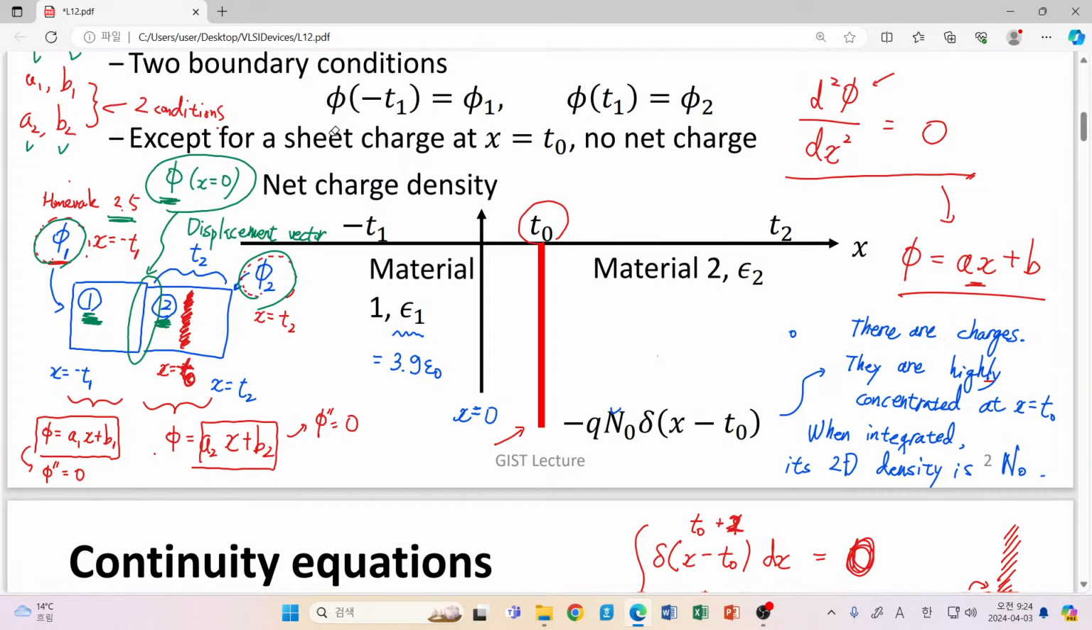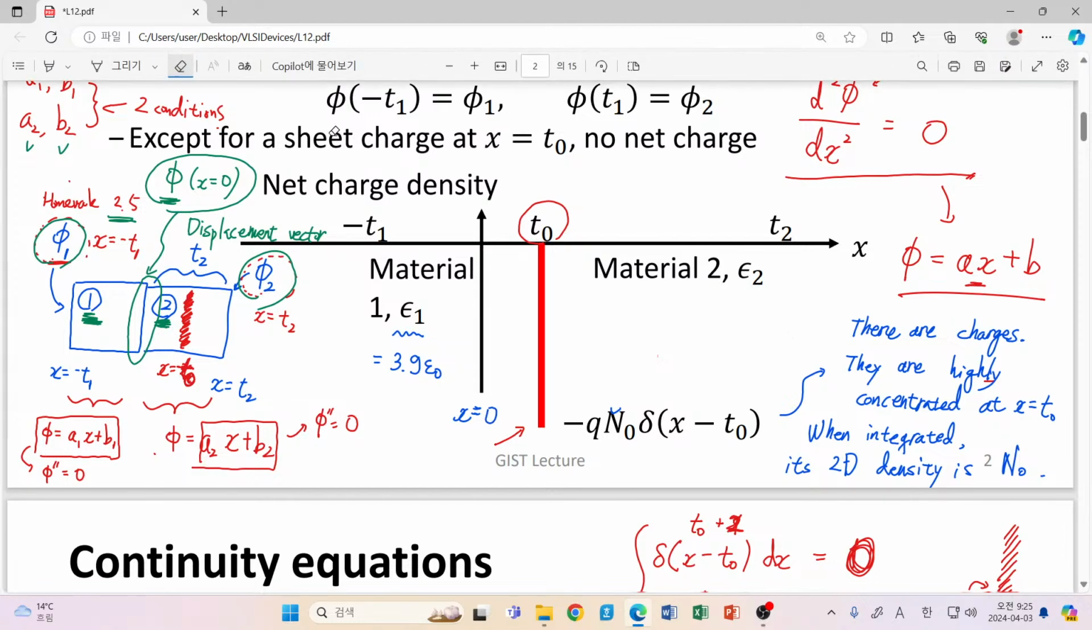So, this is the end of my description about homework number 3. Before introducing this sheet charge density, first try to solve your system without the sheet charge. After that, you have sufficient information about your system. Then please introduce your sheet charge somewhere.